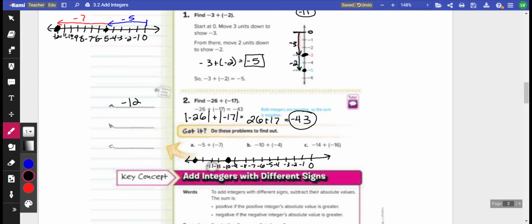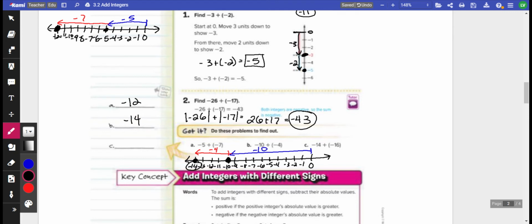And I'm going to label each of these as well. So just to show, I started at 0 and I went to the left 10, so that's subtracting 10. And then I continue going to the left when I subtract an additional 4, which gives me my final answer of negative 14.